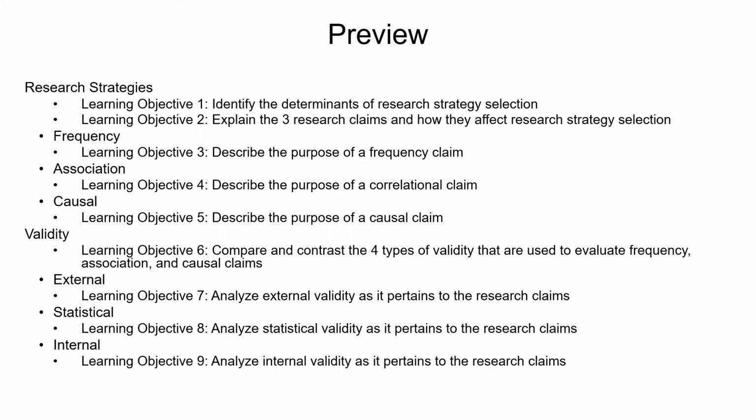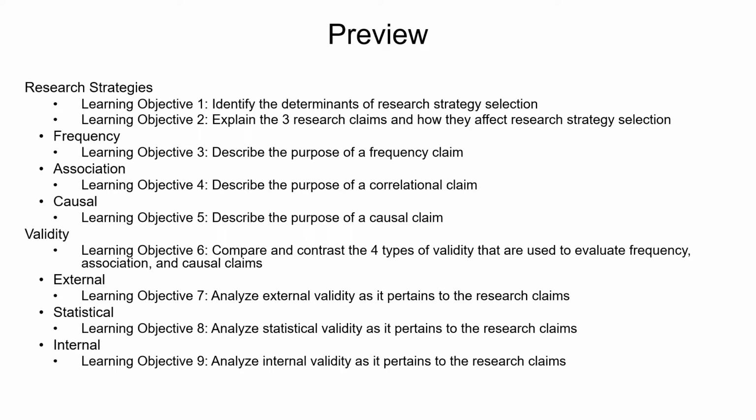First, we're going to talk about research strategies as an overview, because these are the types of research strategies that we're going to look at throughout the rest of the semester. The first learning objective is to identify the determinants of research strategy selection. What determines what strategy you select? The second learning objective is to explain the 3 research claims and how they affect research strategy selection. So we're going to look at those 3 claims.